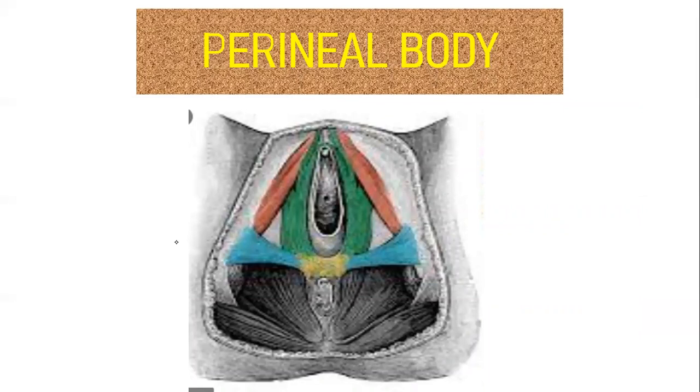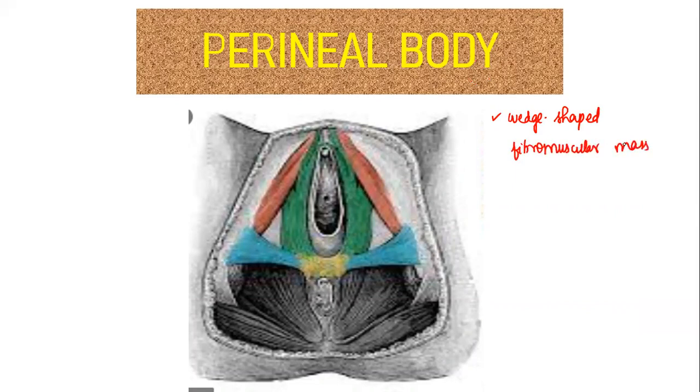Right. The last topic is the perineal body, a very important structure. Right, so especially in females, it plays a very important role. So what is a perineal body? Yes, it's a very important short note for a university exam also. It is wedge-shaped. Yes, it is going to be a wedge-shaped fibromuscular mass.